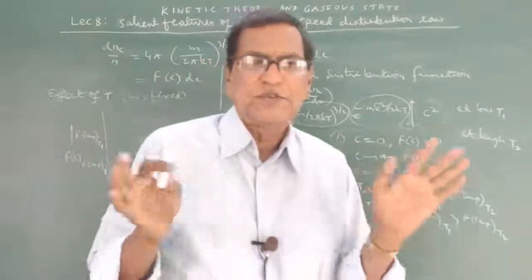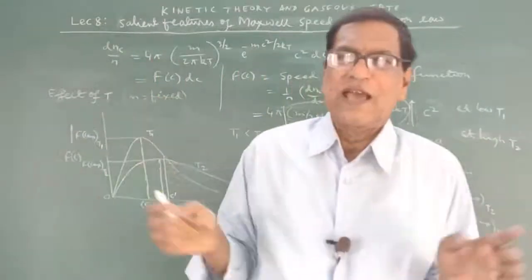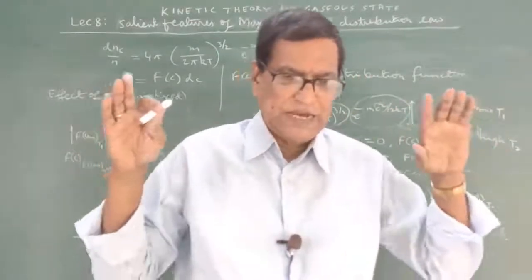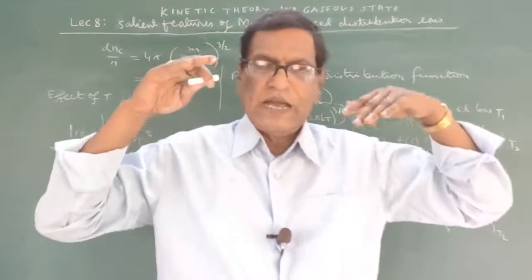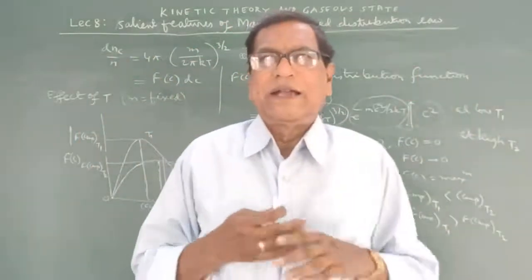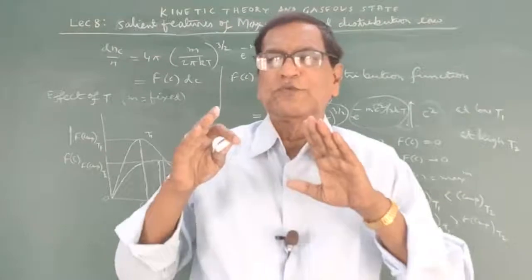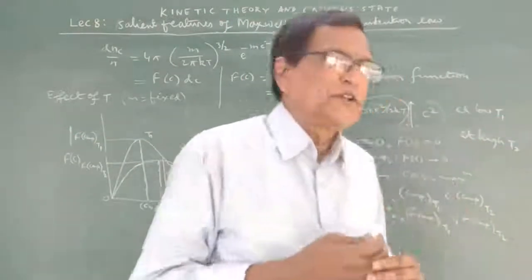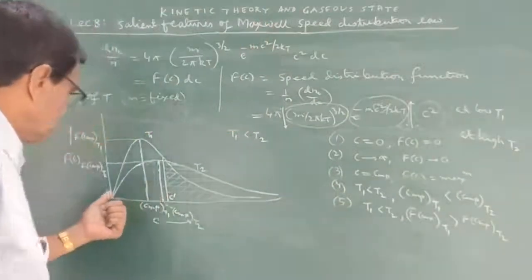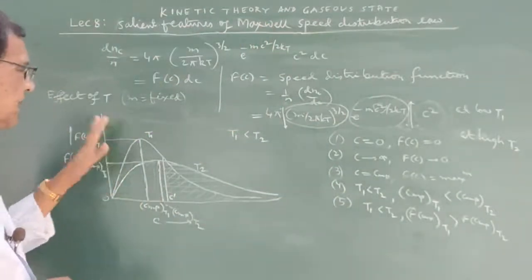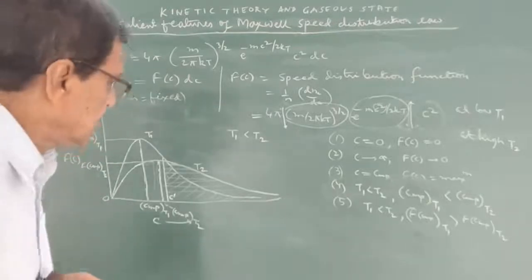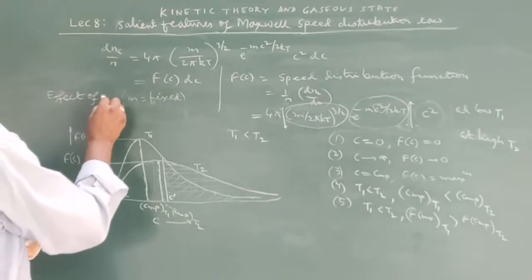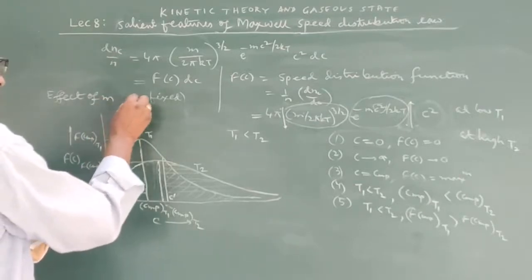So it is a prediction of the kinetic theory of gas that at 0 Kelvin temperature, all the molecules are at rest. There will be no movement. This is also one of the predictions of the kinetic theory of gas, and it is also shown here from this graph. And last, I would like to mention the effect of molecular mass when temperature is fixed.